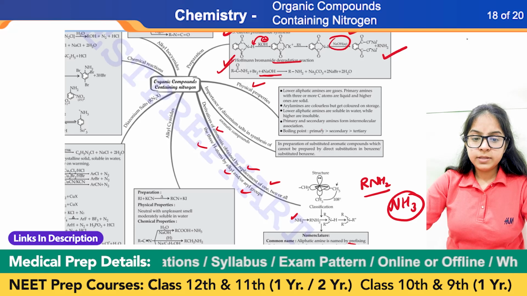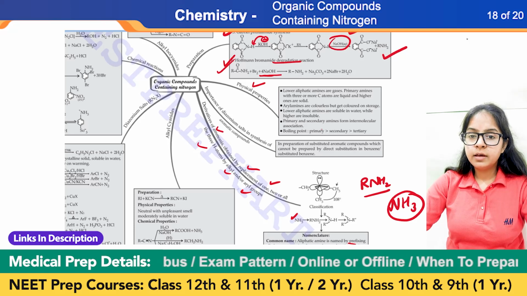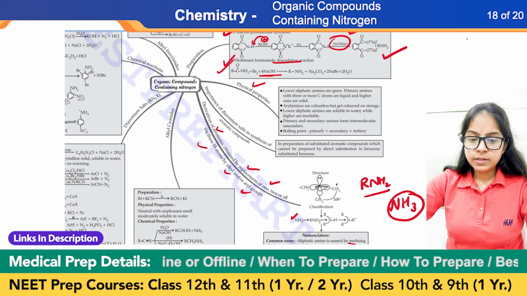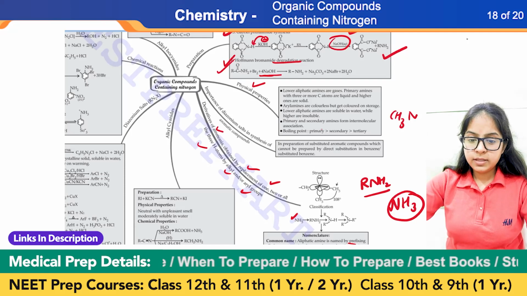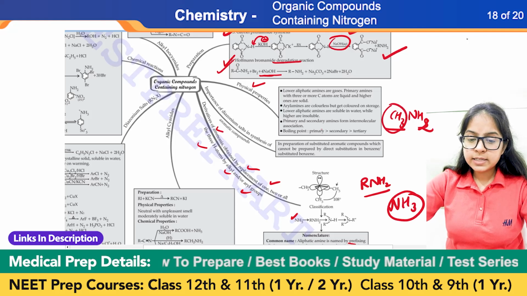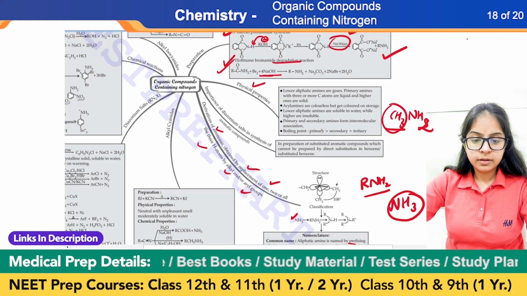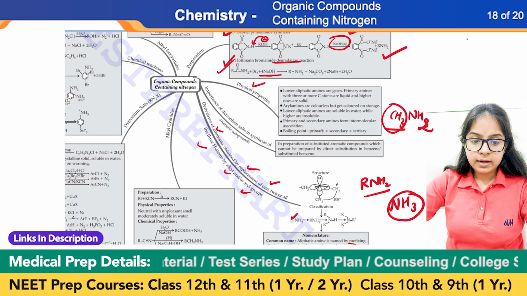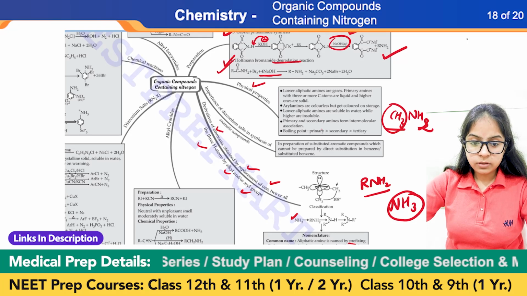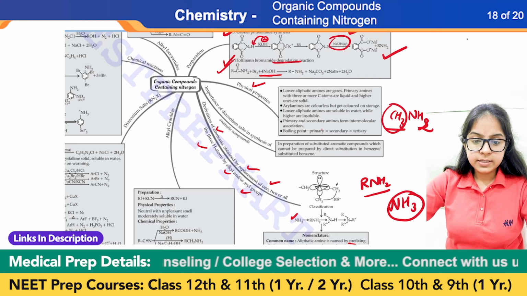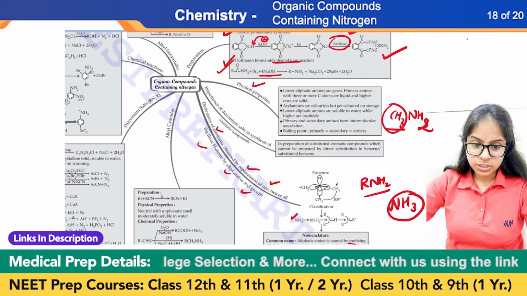After that, lower aliphatic amines are soluble in water, while higher ones are insoluble in nature. Lower aliphatic amines are soluble because of the less hydrophobic chain. This is a hydrophobic chain, but if the alkyl chain increases, then there will be more hydrophobic chain, and that's why it is not going to get solubilized in water.